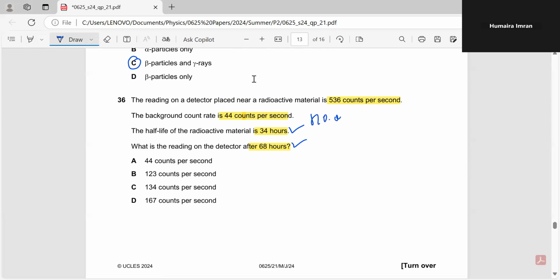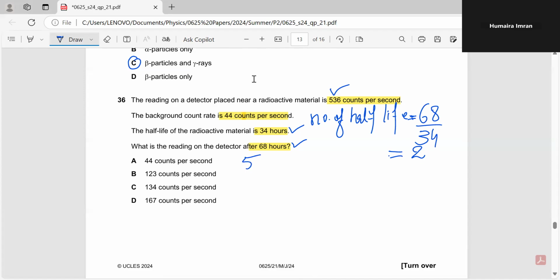So number of half-lives equals 68 divided by 34, right? When you divide these two, you get 2. So the number of half-lives is 2. Now we will start from this.